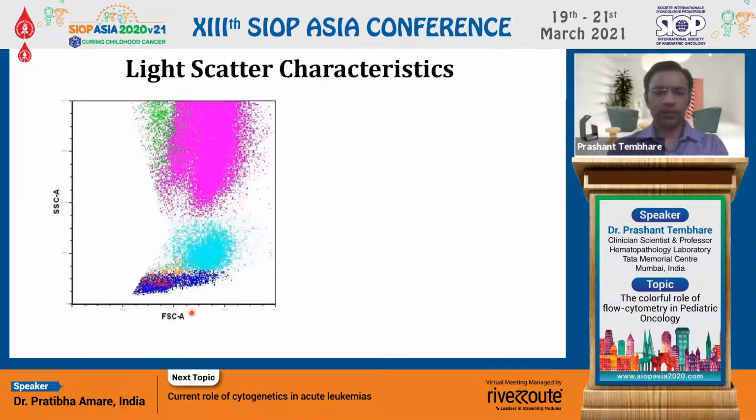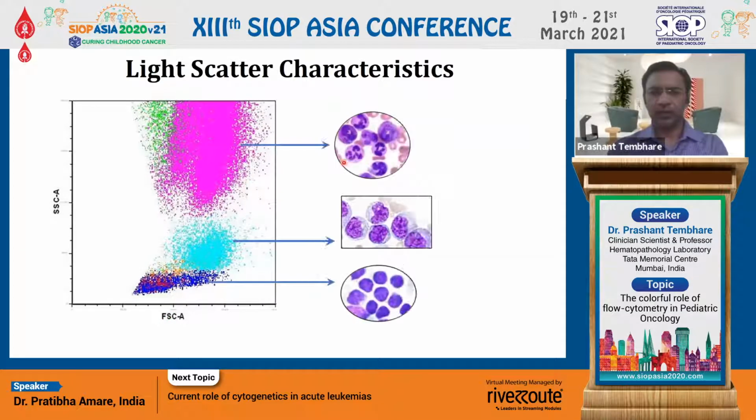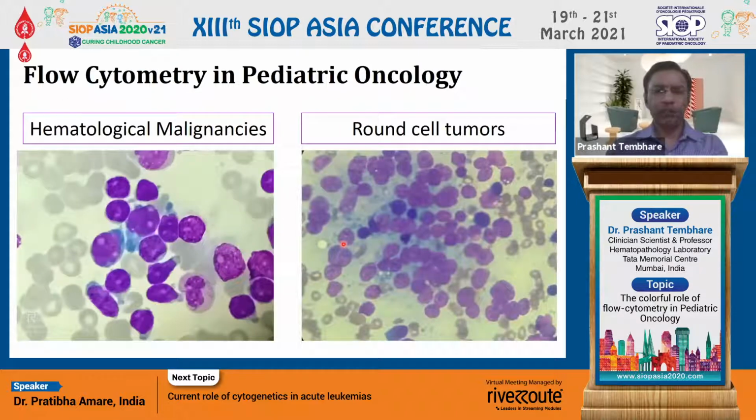This is a dot plot where you can see the forward scatter indicates the size and the side scatter indicates the granularity. The cells which have high side scatter are basically granulocytes. The cells which have low side scatter and are small in size, with low forward scatter, are basically lymphocytes, with monocytes in between. Now, we use flow cytometry in two parts, majorly hematolymphoid malignancy, and also a small part of round cell tumor.